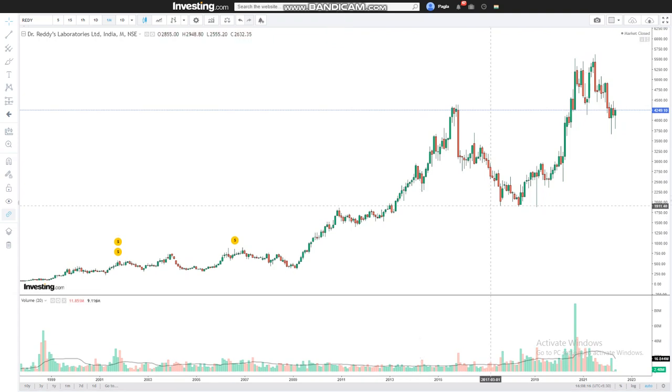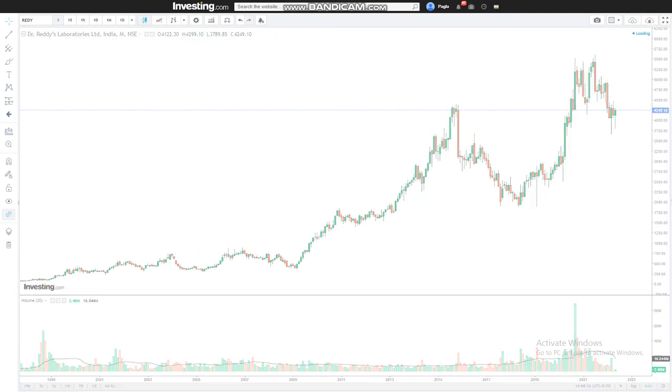Alright, so let's do a quick analysis of how I traded Dr. Reddy, say for example, on an intraday basis, and I'm going to showcase how you can also use these tactics for your purpose. I'm not going to use any indicator because that's not what you require.